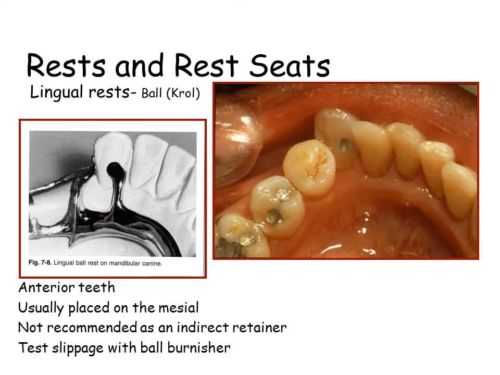The ball or crawl rest is basically a small round indentation made with a size 6 to 8 diamond bur. Its round form permits rotational movements to occur without binding the tooth. It is usually placed on the mesial or distal side of the tooth. Check with a ball burnisher to ensure positive seating.